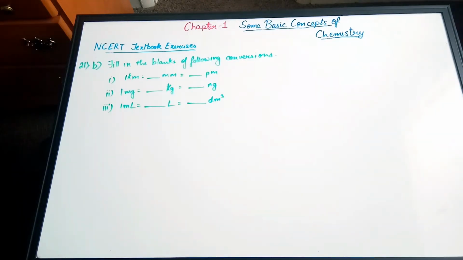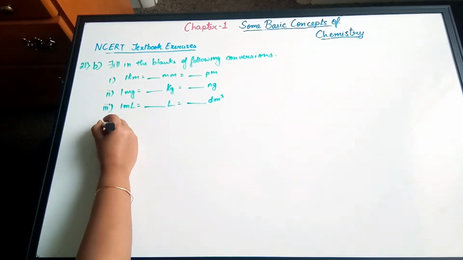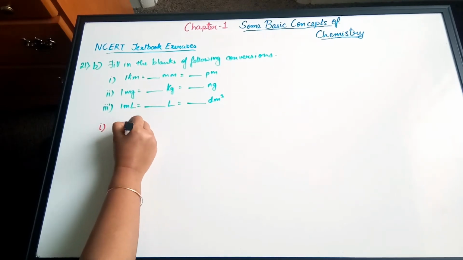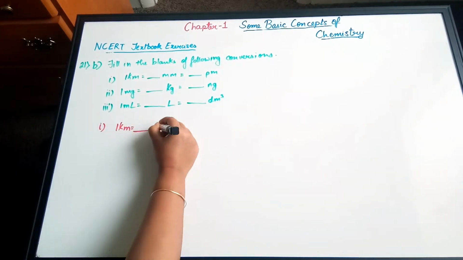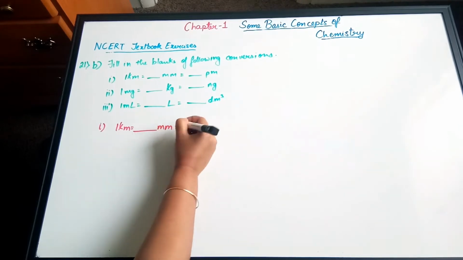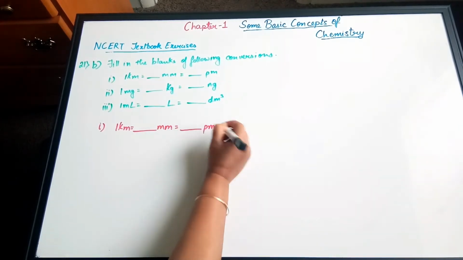Question number 21b. We need to fill in the blanks for the following conversions, and we'll be doing this by the unit conversion method. So let's take the first one. We have to convert 1 kilometer is equal to how many millimeters, which is equal to how many picometers.